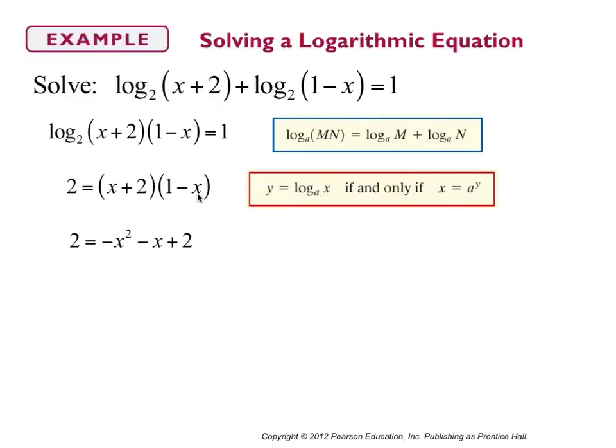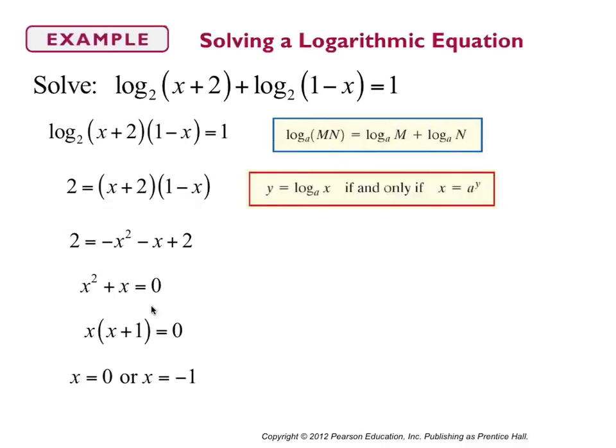So we have 2 equals negative x squared minus x plus 2. Move everything so it's on the left-hand side so that you just have 0 on the right. This ends up being x squared plus x. The 2's cancel, so we have equals 0. And then we factor: x times x plus 1 equals 0. So we get x equals 0 or x equals negative 1.